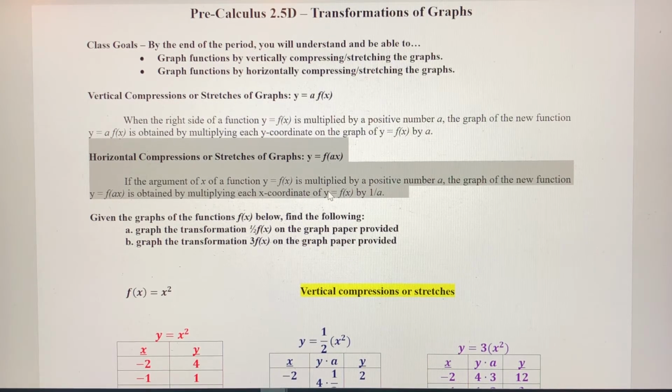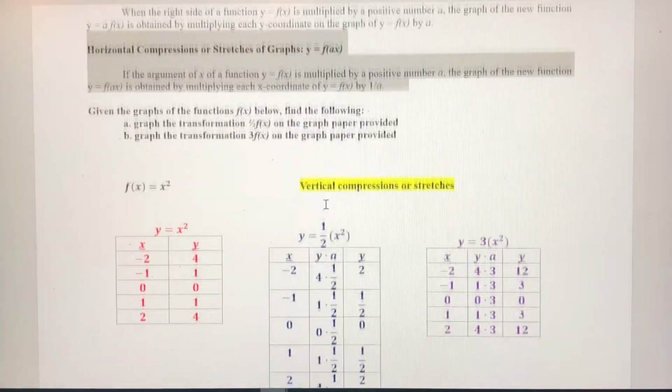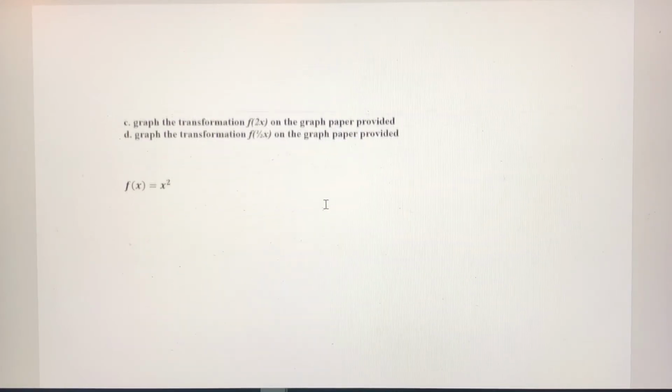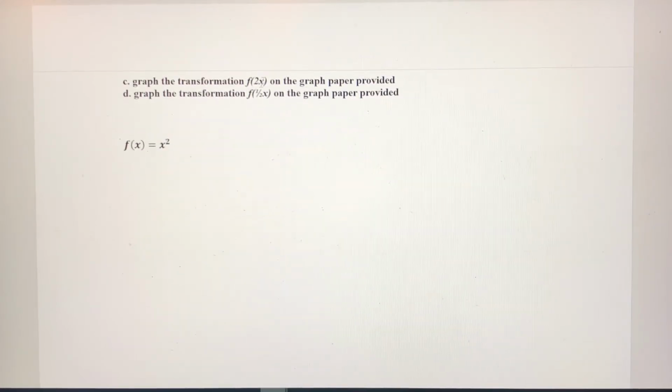What's going to happen here, the y-coordinates are going to stay the same from the basic table of values that we use. What's going to change is the x-coordinates, okay? The x-coordinates are going to be multiplied by a factor of 1 over a, okay? Whatever this coefficient is right here, we're going to take the reciprocal of that, and we're going to multiply the x-coordinates by that reciprocal, okay? So for this, we're going to have f of 2x for our first example, and then f of 1/2 x for our second example, okay?